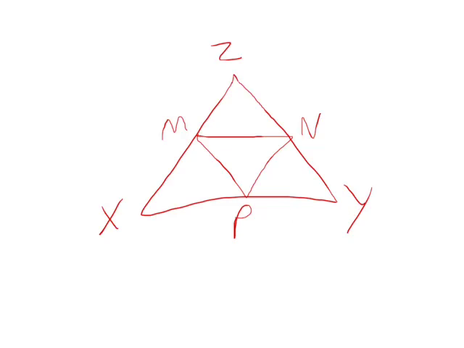ZY is twice the length of MP, and we also know that XZ is going to be twice the length of PN. So all of the segments on the big triangle are going to be twice the length of the segments of the small middle triangle, PMN. So because of that, if the perimeter of PMN is 36, then the perimeter of the big triangle would be double that. It's going to be 72. So the answer to number 13 is going to be 72.